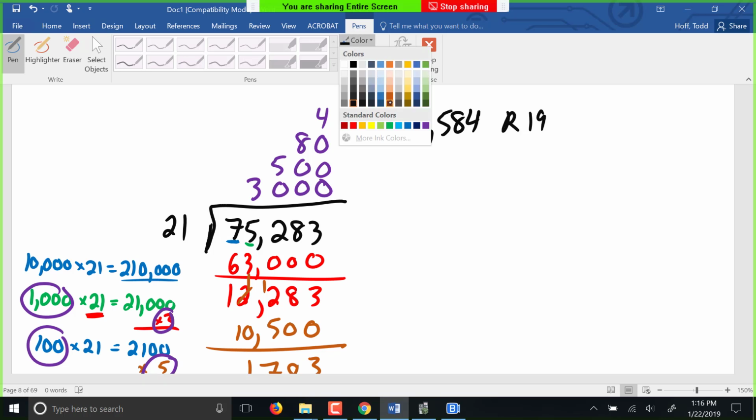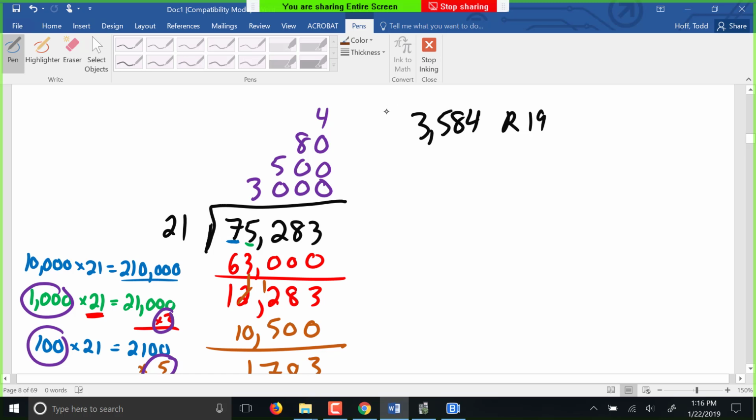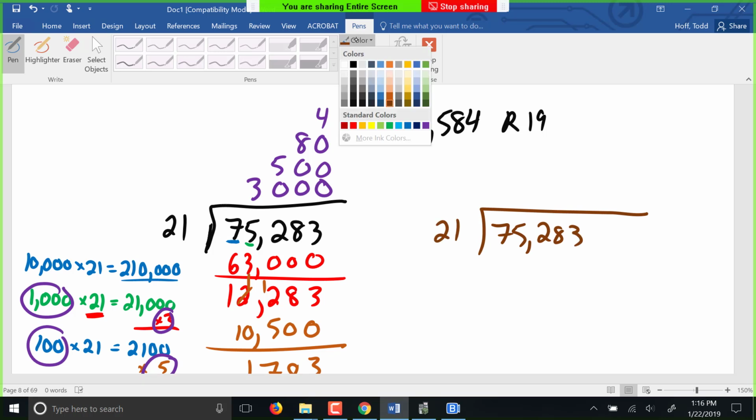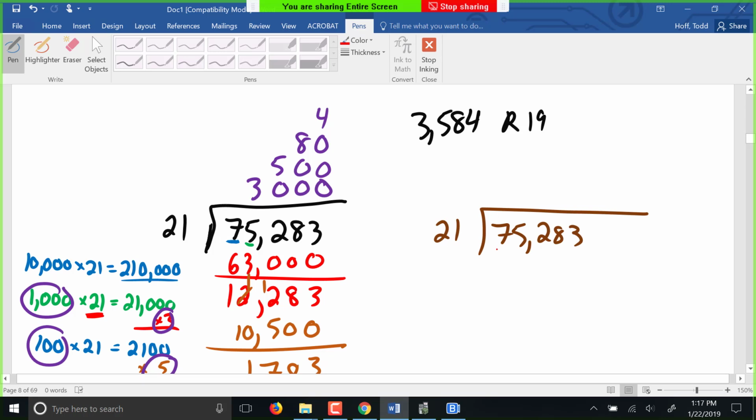Now you're probably looking at that thinking that looks absolutely nothing like what I was taught for long division. But it's actually exactly what you were taught. Most of us were taught to do this. Does 21 go into 7? No, so we leave that blank above the 7. That's exactly what we did here.